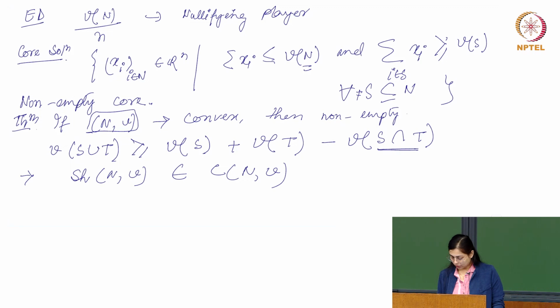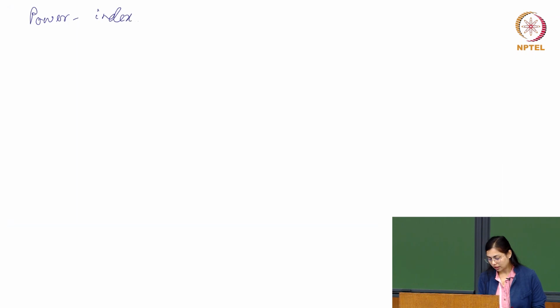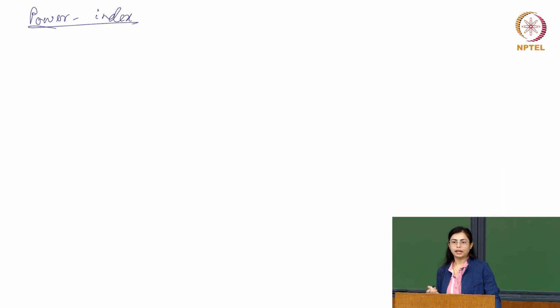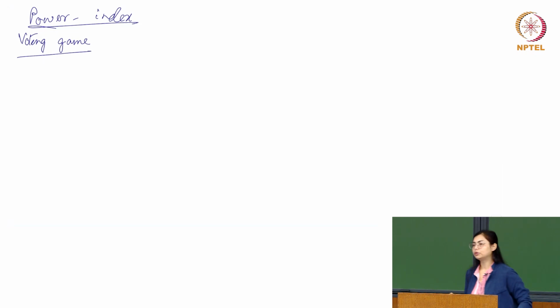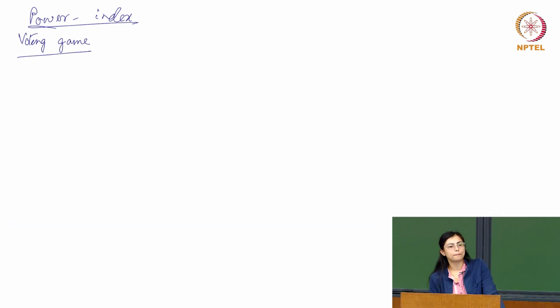Okay, then we talked about the Banzhaf value. The Banzhaf value is actually a power index. Why do we call it a power index? Because it does not satisfy the efficiency condition. Okay, and we talked about the voting game, or simple game. Do you remember how we defined a simple game?